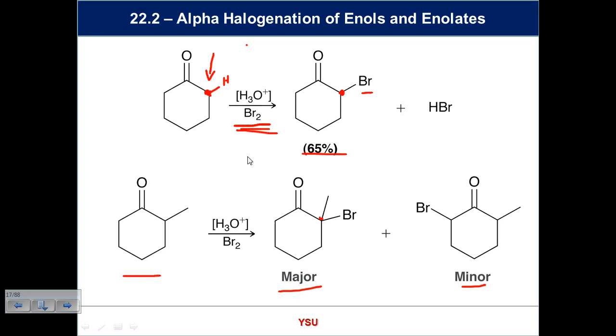You get radicals. Now, radicals tend to be somewhat selective, but if you've got a whole bunch of hydrogens that can come off, you know, you get bromination all over the place. You only get this is the major product. This is pretty much it. So that tells you there's something else going on behind the scenes. It's not as simple as it looks.